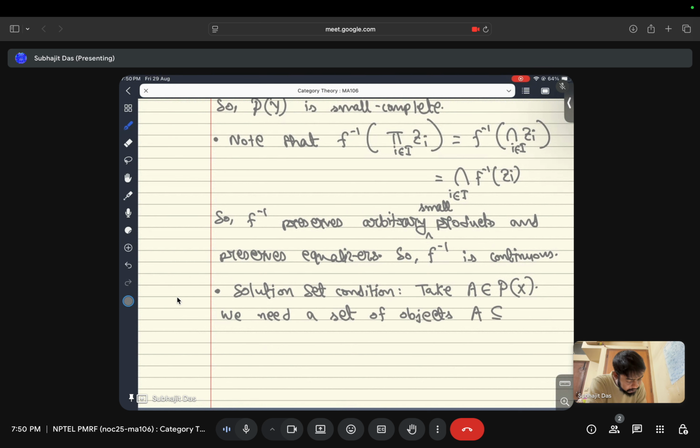Let's write it properly. Objects Bi, i in I, with Bi a subset of Y, and A is contained in F inverse Bi, because you need a map from A to F inverse Bi, which essentially means that A is contained in F inverse Bi for all i in I.